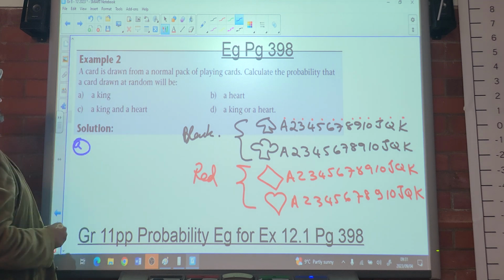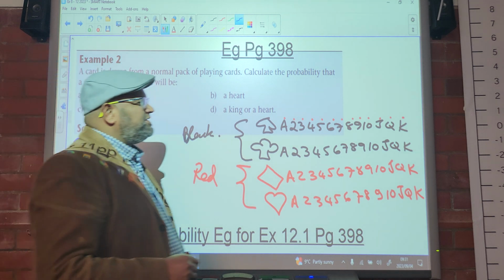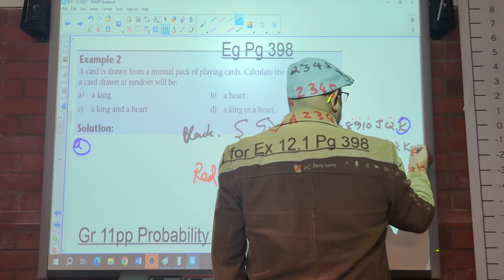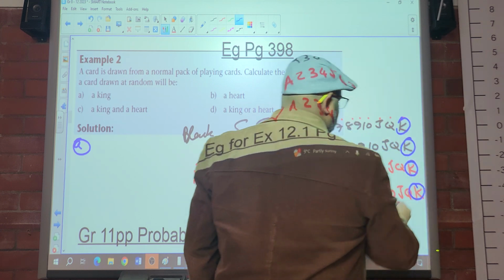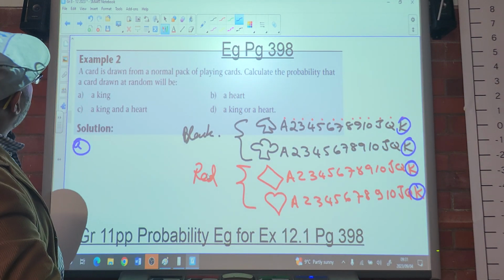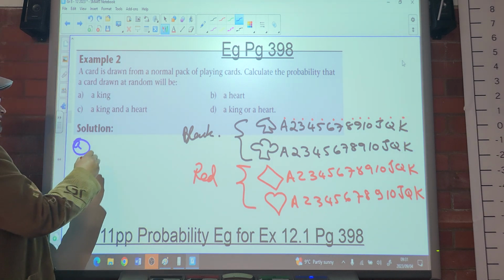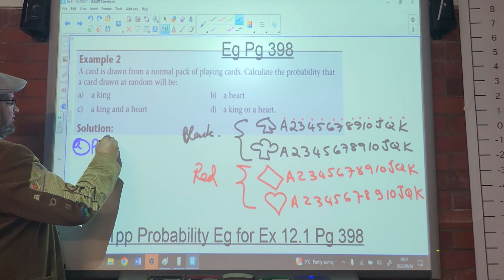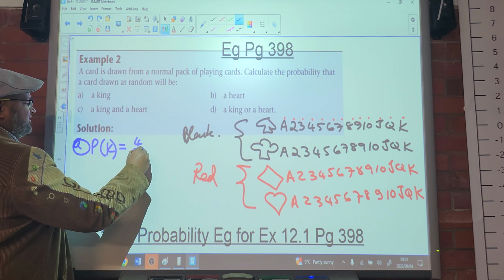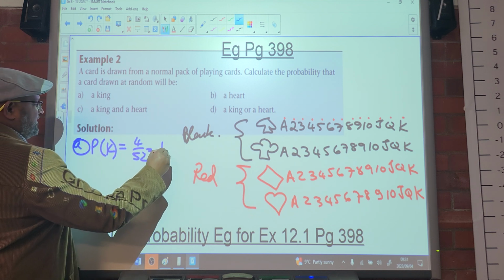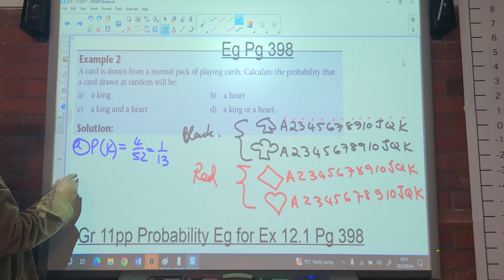The first question. A king. People, how many kings are here? You have 4 kings. They didn't specify king of hearts, king of diamonds. So a king. So the probability of drawing a king, of course, is going to be 4 out of 52, which is 1 out of 13. Let's look at B.